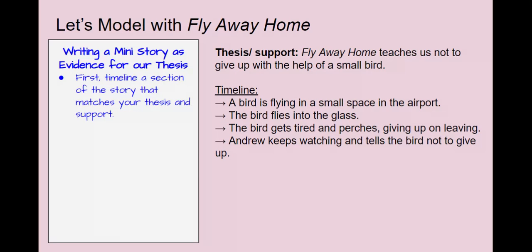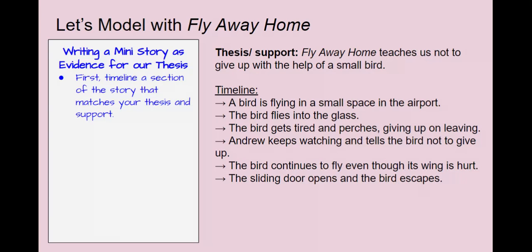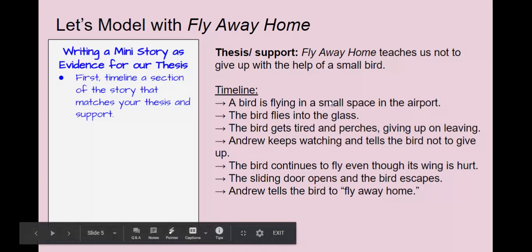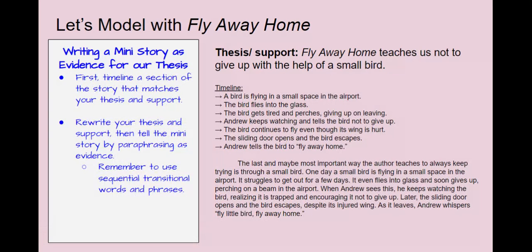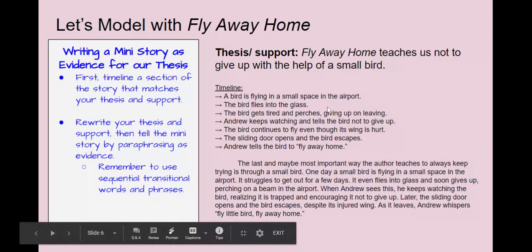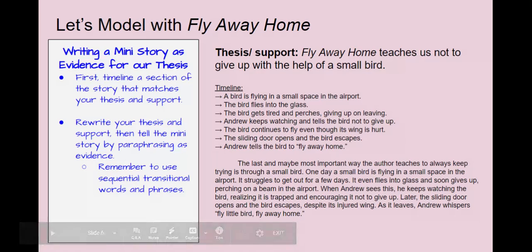See, Andrew keeps watching the bird, and he tells the bird not to give up. After, we see that the bird continues to fly even though its wing is hurt. Next, we see that a sliding door opens and the bird escapes. And finally, we know that Andrew tells the bird to fly away home. So like I said, we just made a timeline of that short section of the text in the exact order that it happened. All right, so now that we have our timeline here, we're going to start putting this into a paragraph and paraphrasing that section in our own words.